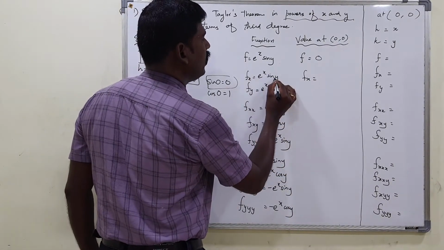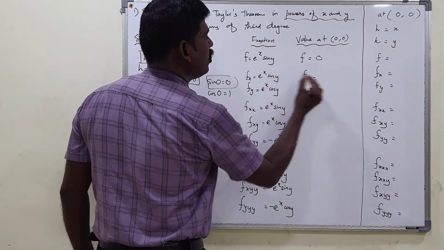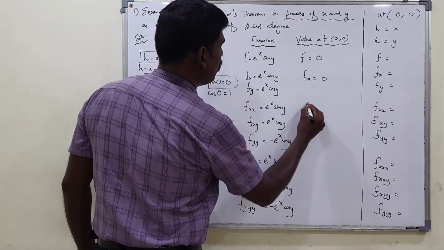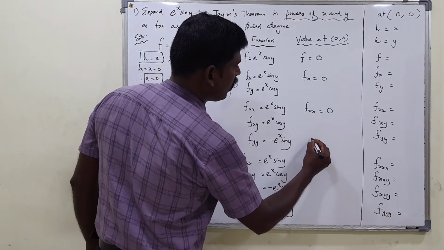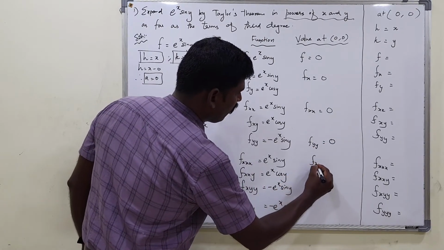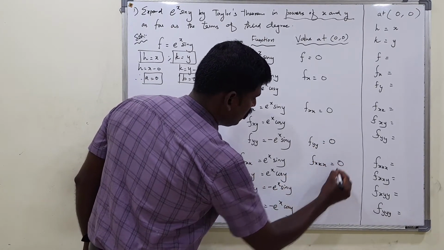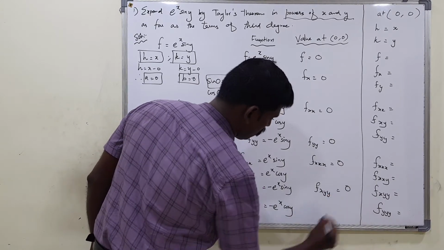So fx is in terms of sin y. Sin 0, e power 0, sin 0 becomes 0, so it is 0. Same like that, f double x also will become 0. Sin y is here, so f double y is equal to 0. Here, f triple x is 0, isn't it? F x double y is also 0.